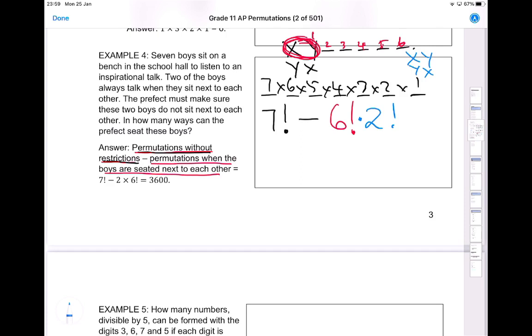If you put all that in your calculator, I think you can do that just once. You will get your answer 3,600. Please try to go through this again and see if you can figure out and understand what we're talking about.